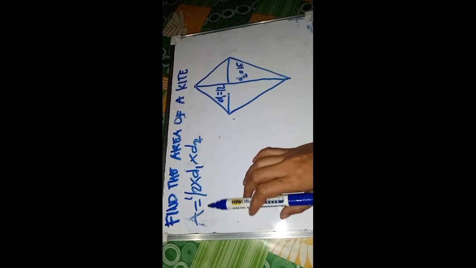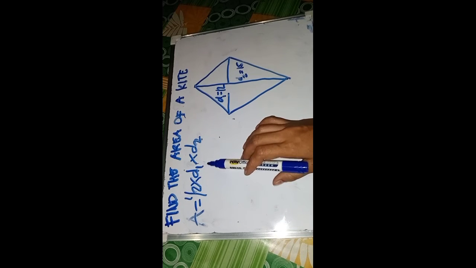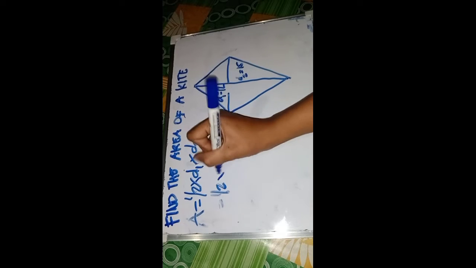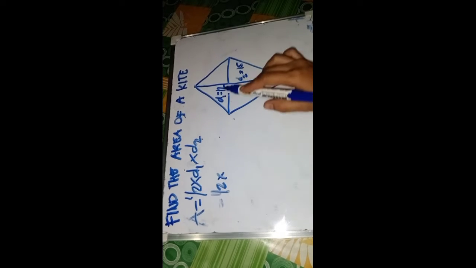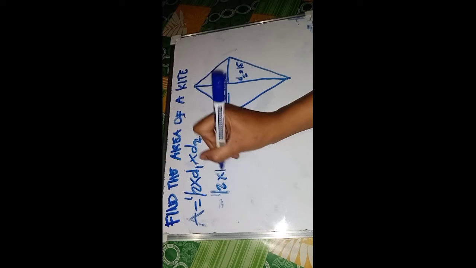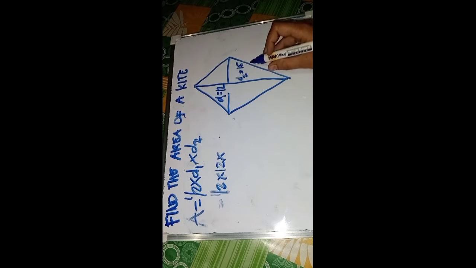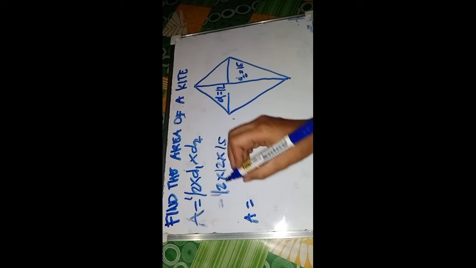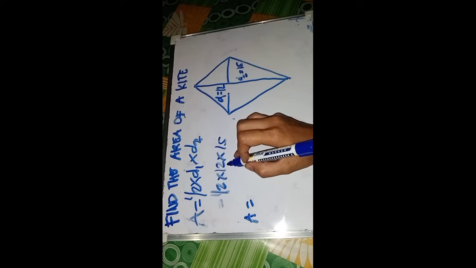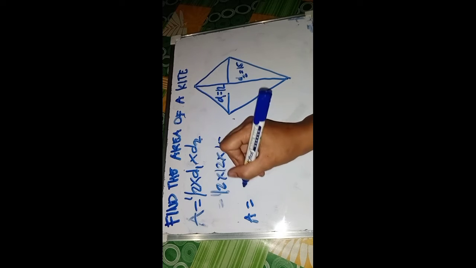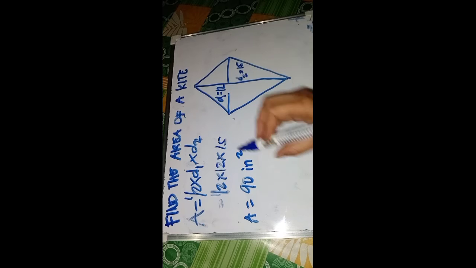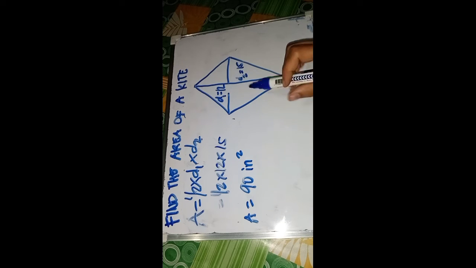So this is our formula for the area of a kite: 1/2 times diagonal 1, that is 12, times diagonal 2, that is 15. So the area of a kite equals 1/2 times 12 times 15, that is 90 square inches. That is our answer for this video.